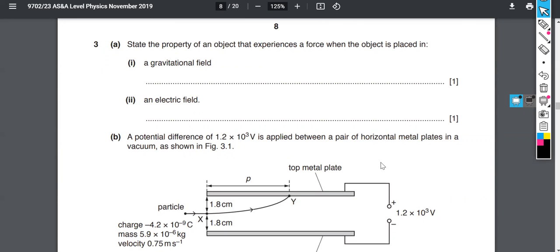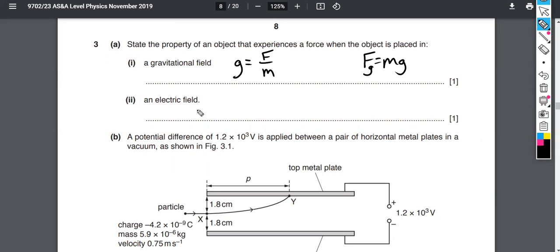State the property of an object that experiences a force when the object is placed in both a gravity field and an electric field. If you remember that the strength of a gravity field we call local g, and we can think about it in terms of Newton's second law, like the weight, the force of gravity equals mg. Sometimes we use W for this, right? Weight equals mg. Well, g is the local gravity field strength. And so we can rewrite it as the ratio of force to mass.